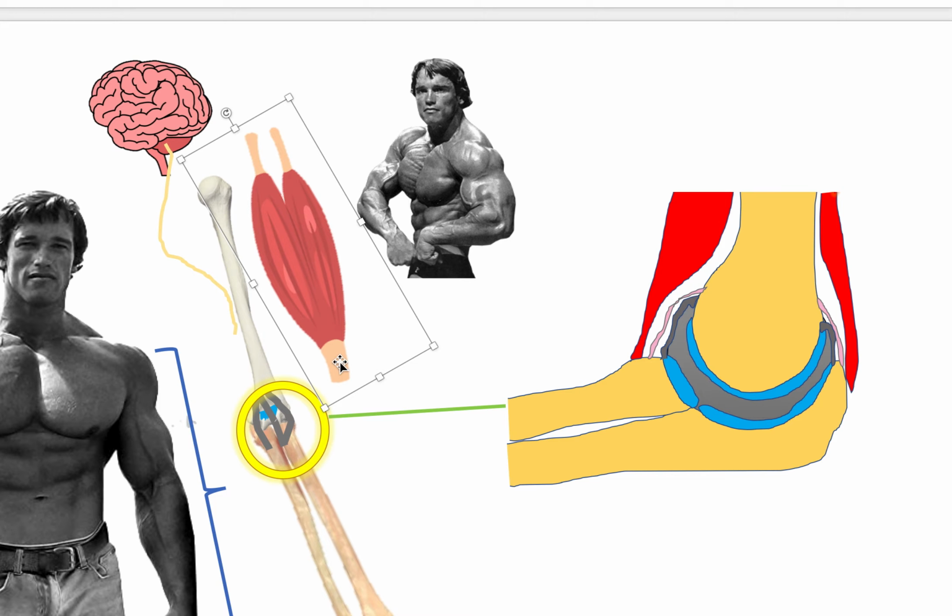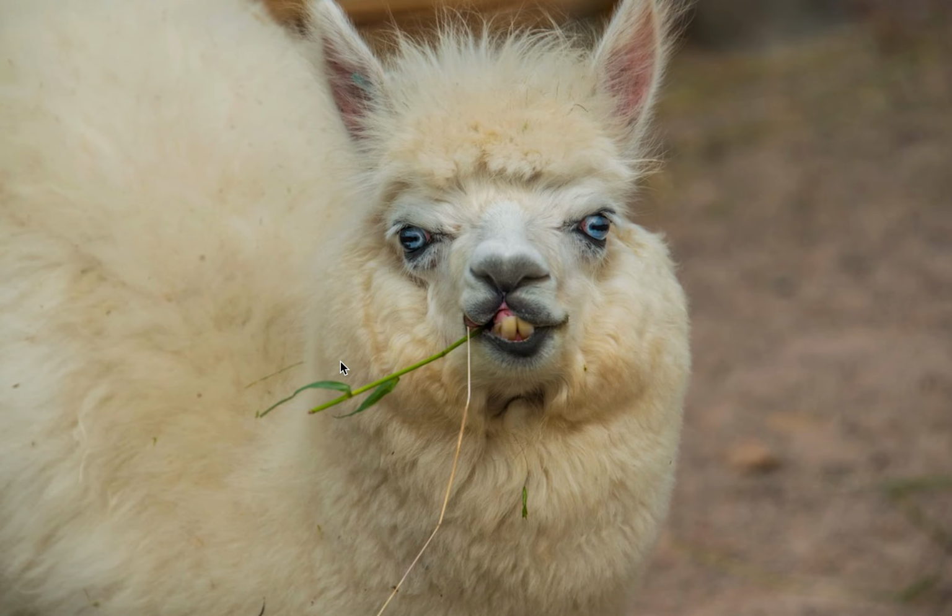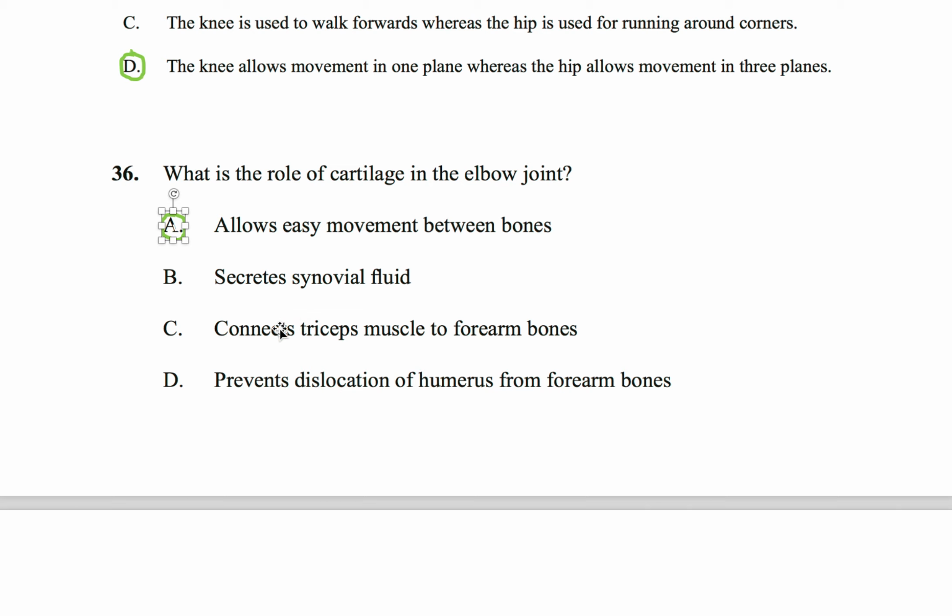It's like a kind of tape. It connects the muscle to the bone. So that's what it's called. Tendons do that. Tendons connect muscle to bone, so not cartilage. So that's why C is incorrect.